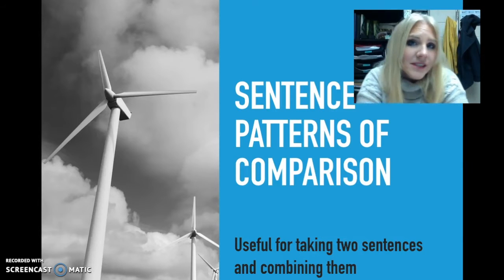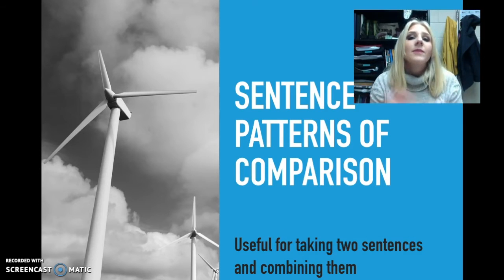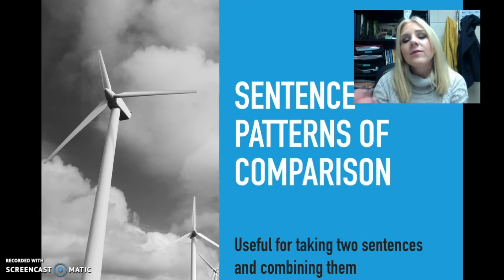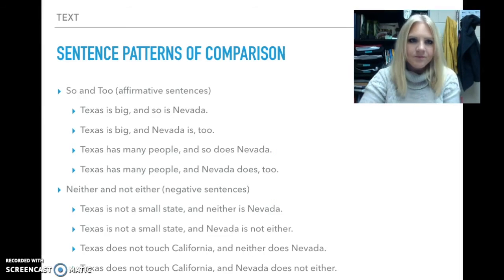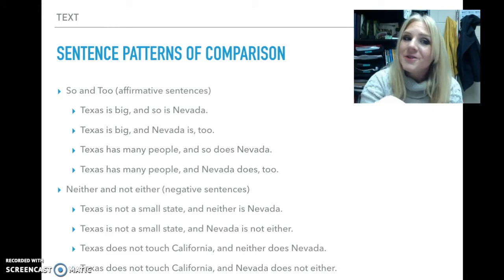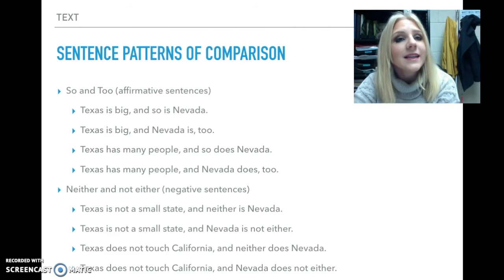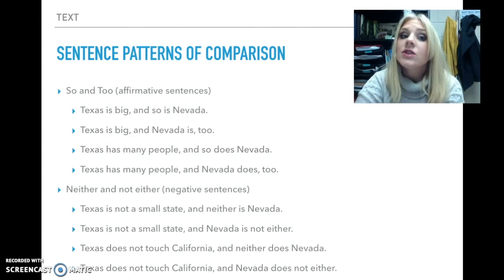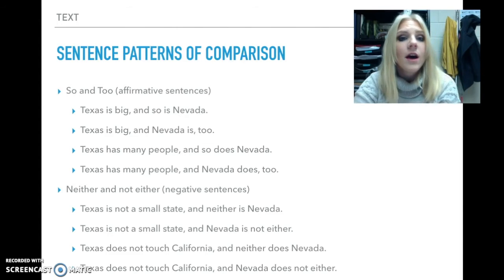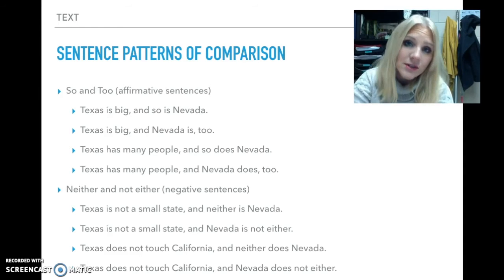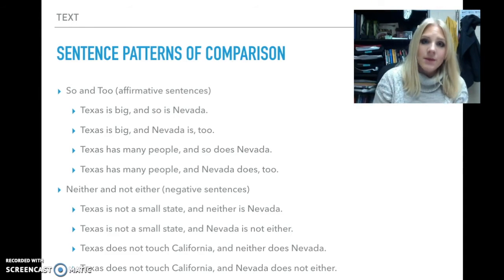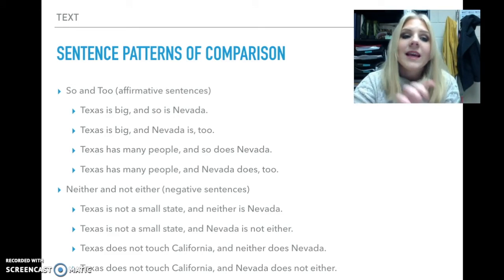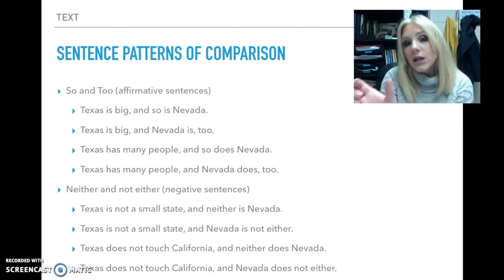Okay, now we're going to look at some sentence patterns of comparison. This was from the handout that I gave you guys. This is from the second set of charts. This is really useful if you have two sentences and you want to combine them. So we've got so and too. These are for sentences that are affirmative or sentences that are not negative. My examples here, Texas is big, comma, and so is Nevada. Texas is big, comma, and Nevada is too. Now that's for a sentence using the be verb. Now if you have a verb other than be, so any verb that's not am, is, are, was, were, be, been, then we're going to go with Texas has many people and so does Nevada.